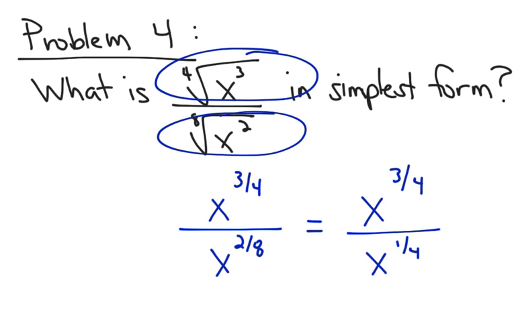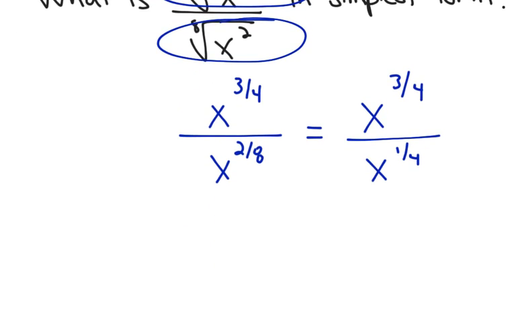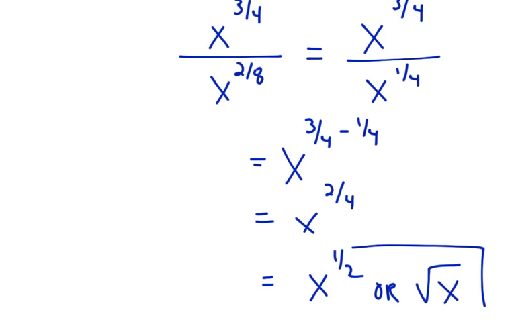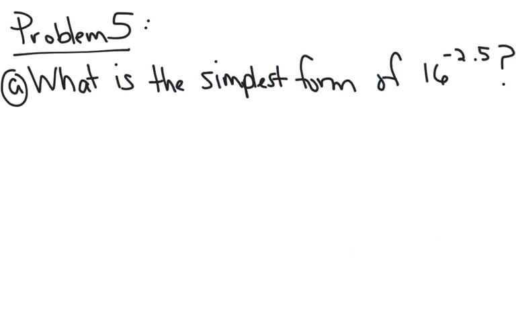And now that's one of my properties of exponents. It says as long as I've got the same base, I can simplify it by subtracting the exponents. So I get x to the 3/4 minus 1/4 is 2/4, and x to the 2/4 is 1/2. And you can either write it as x to the 1/2 or the square root of x. I actually do not care which form you put it in. If I want it in a particular form, I'll tell you. Otherwise, I'll take either.